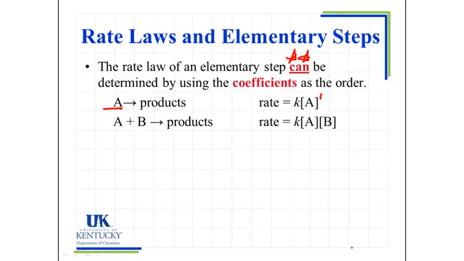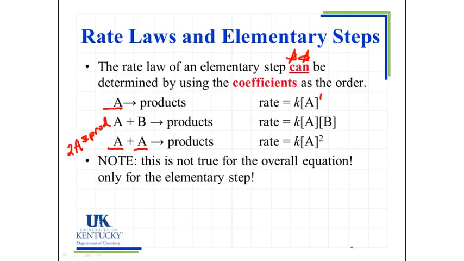A plus B going to products. We have the reactants A and B, both raised to the first power. If an elementary step looks like this, an A has to collide with an A to produce products, then that would be the same as 2A, but we usually don't write it that way simply because we are showing the collision of what collides with what when we write our elementary step, but that would give us a second power for A.